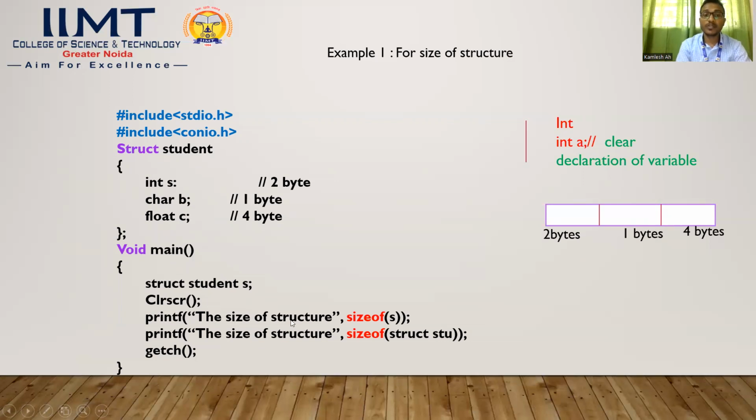And printf, the size of the structure. Integer contains 2 bytes, character contains 1 byte, and float contains 4 bytes. It means 2 bytes, 1 byte, 4 bytes. It's a total of 7 bytes. 7 bytes means this structure contains 56 bits. Okay. So this is the printf of the size of the structure. And getch is written to get a character also.